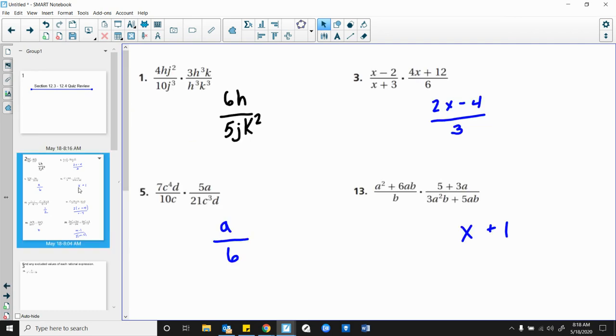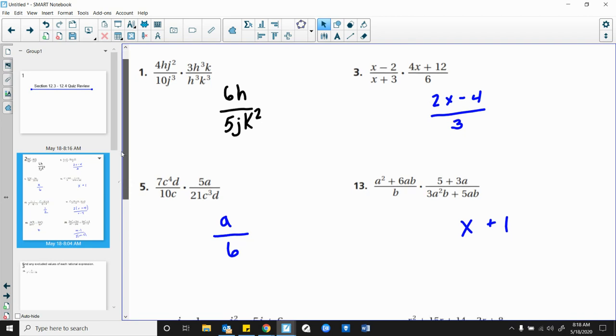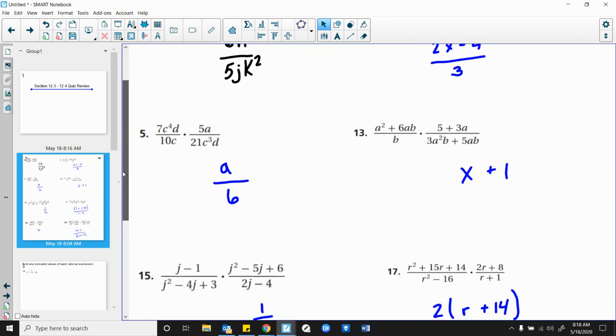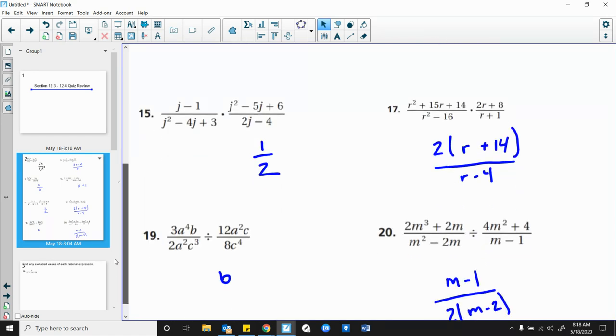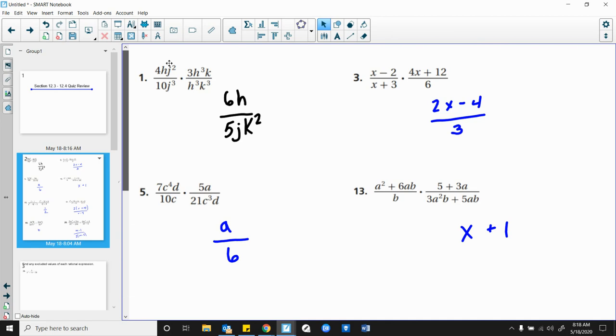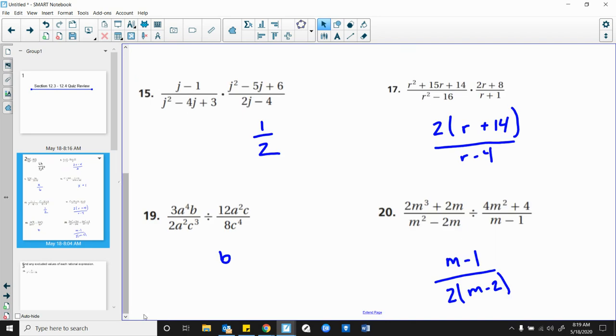Okay, this was the homework from last week, the end of last week. Again, these are just the answers. If you have any questions on them, please reach out. There's the first 4. Pause it if you need to see it a little bit longer. And here are the bottom 4. If you have any questions on any of those, please do not hesitate to reach out.